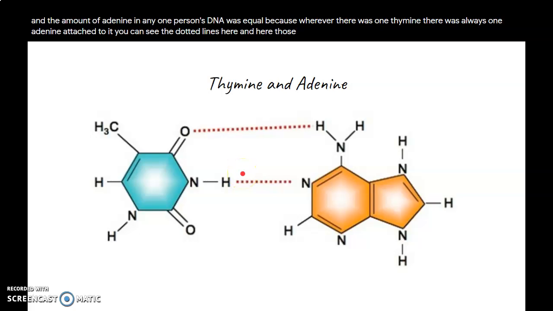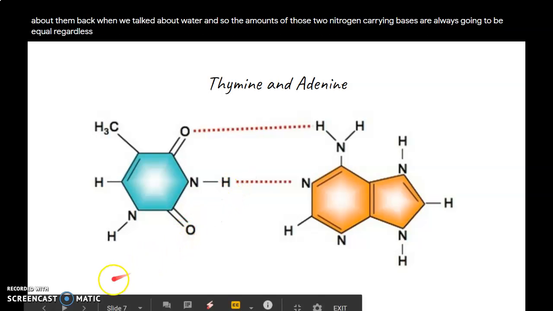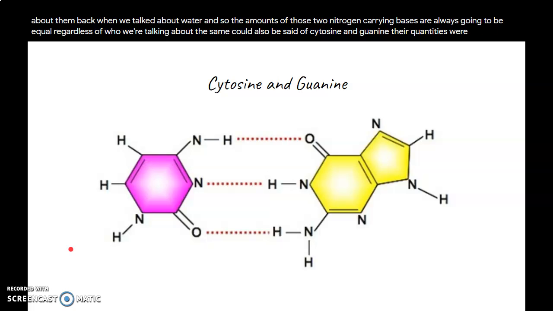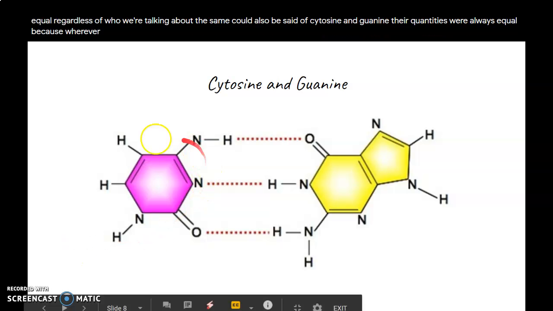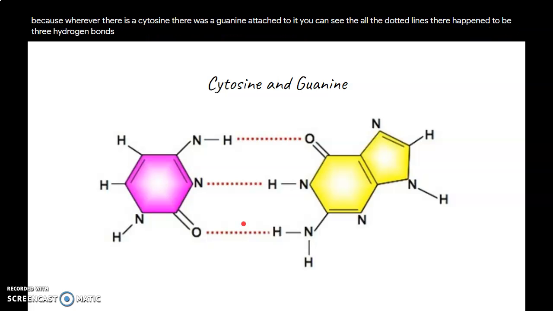You can see the dotted lines here and here. Those represent what are called hydrogen bonds, and we learned about them back when we talked about water. And so the amounts of those two nitrogen-carrying bases are always going to be equal, regardless of who we're talking about. The same could also be said of cytosine and guanine. Their quantities were always equal, because wherever there was a cytosine, there was a guanine attached to it. You can see all the dotted lines. There happen to be 3 hydrogen bonds connecting every cytosine and every guanine.